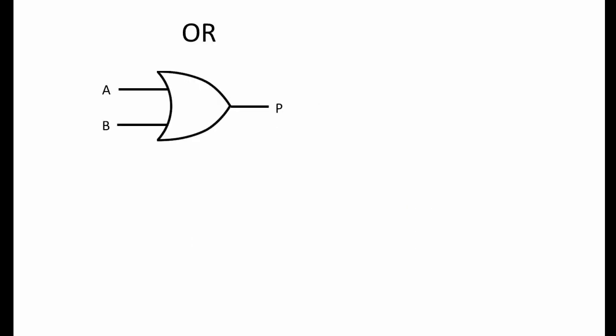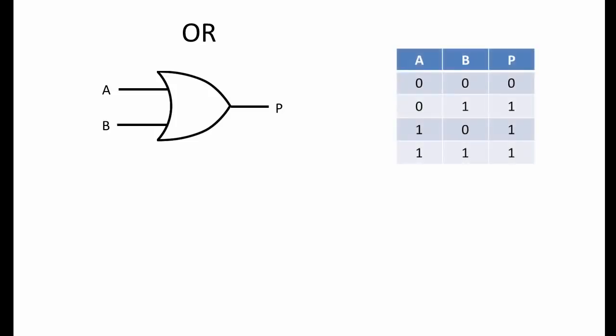Before we consider the construction of SR latches, let's remind ourselves of some fundamental logic gates. This is an OR gate, and this is the truth table that describes its behavior. Any combination of inputs A and B results in a 1 at output P, except when both inputs are 0, in which case the output is 0.